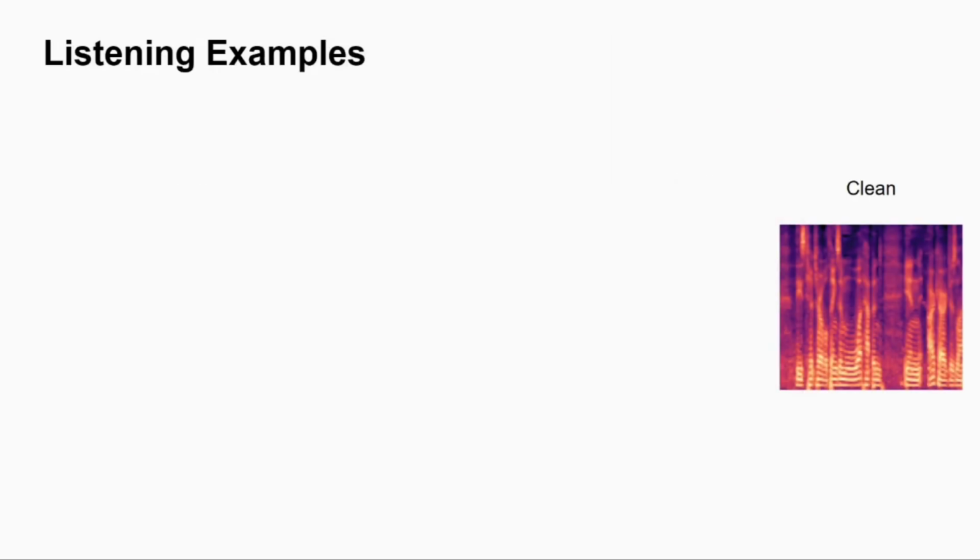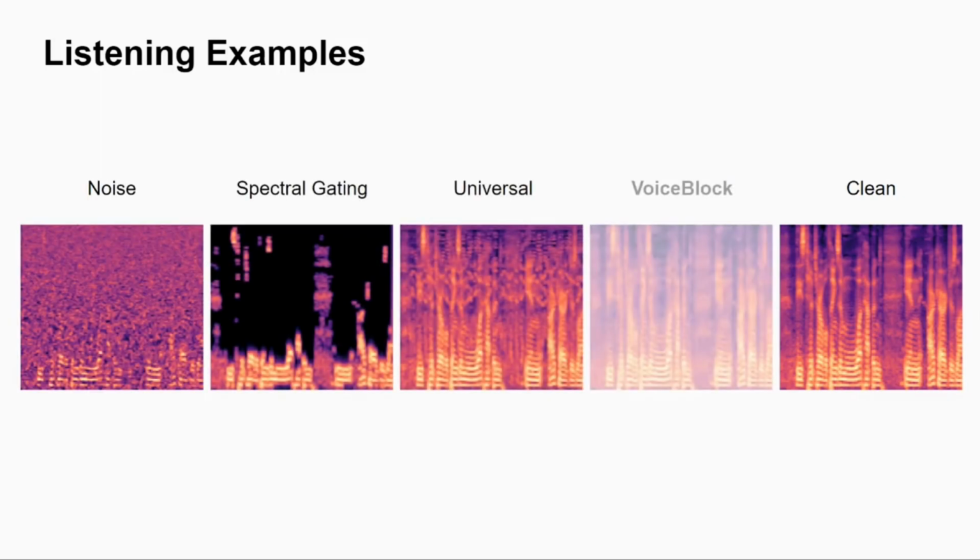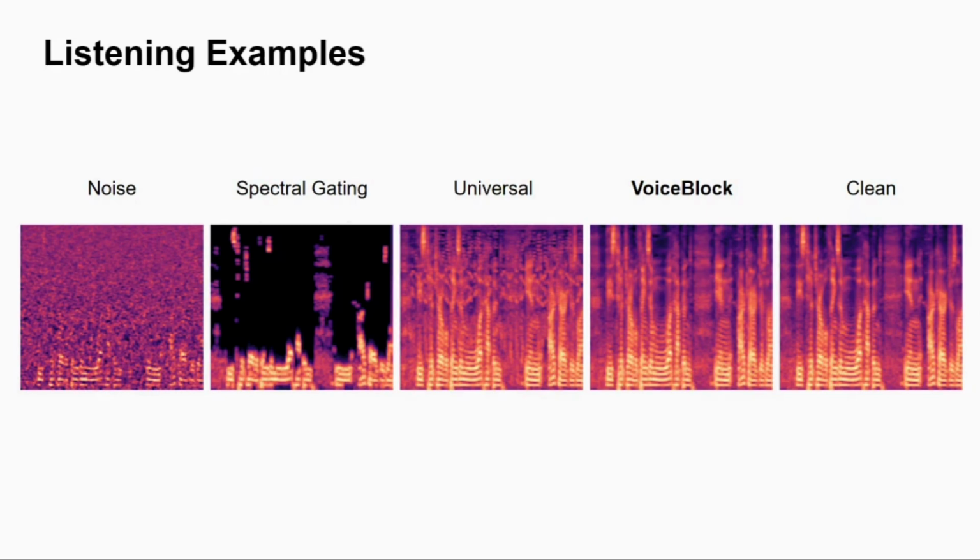We compare our method against 3 de-identification baselines: white noise, spectral gating, and a universal additive adversarial attack. Listening examples for all methods can be found at the webpage linked in the first and final slides of this presentation. In general, white noise, spectral gating, and universal attacks introduce clearly audible artifacts, while VoiceBlock better preserves the original perceptual quality of utterances.